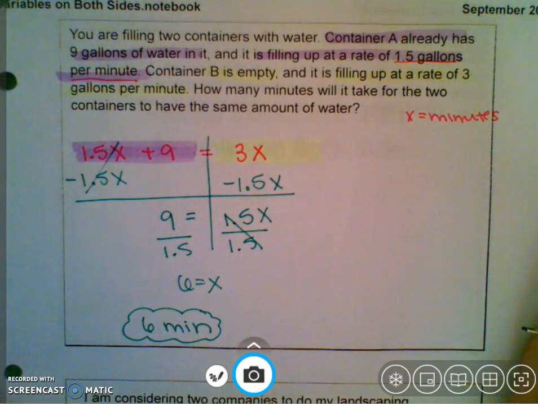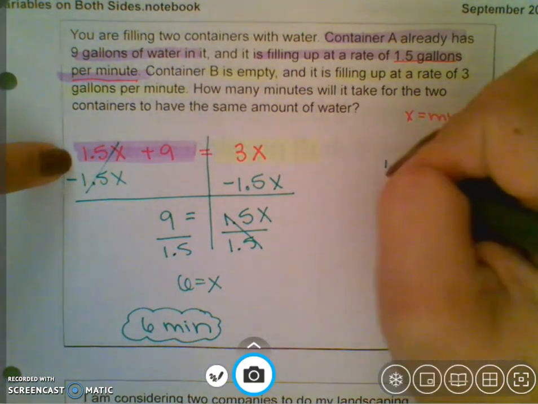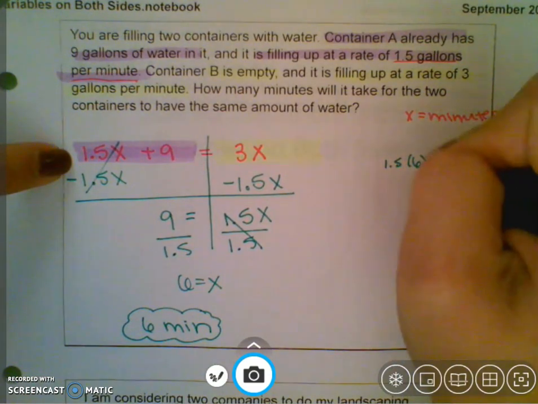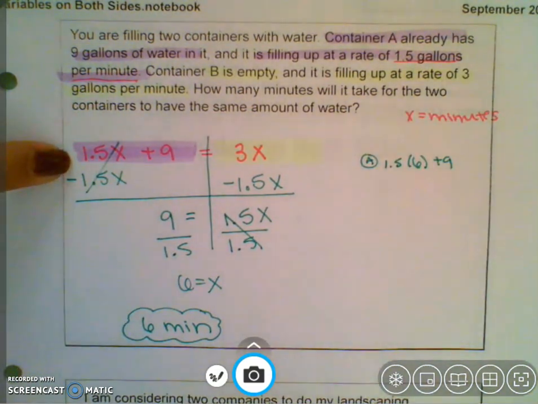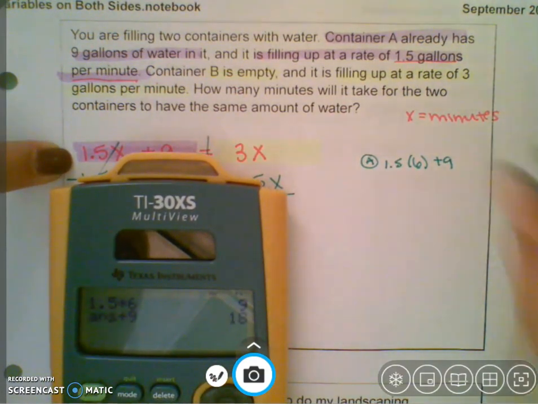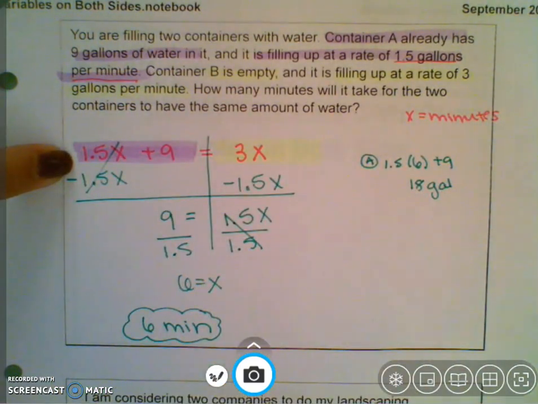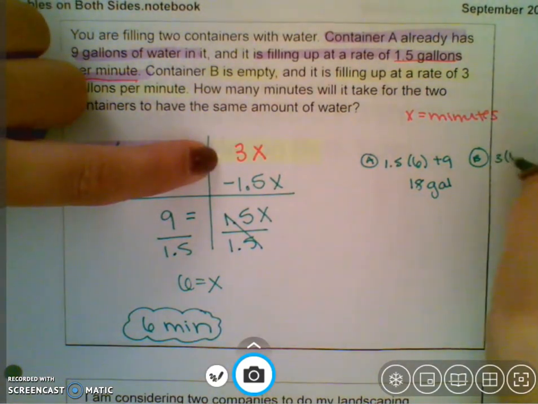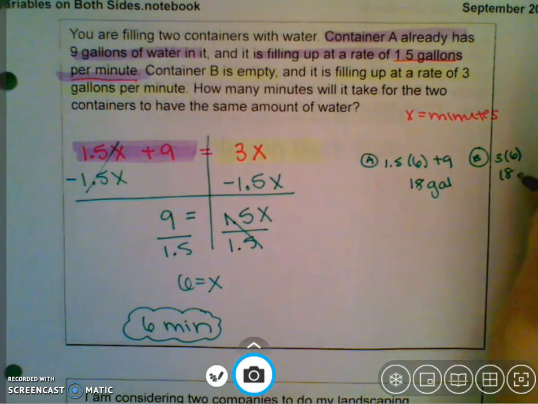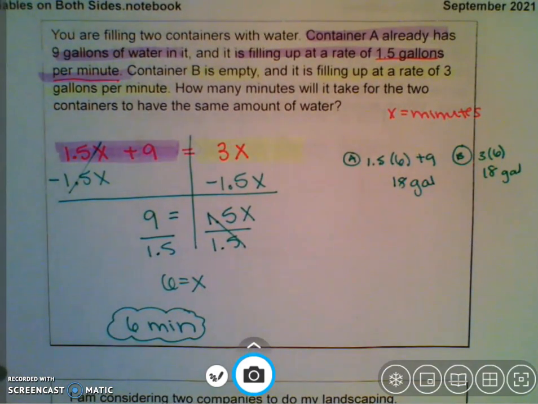And let's check. So at 6 minutes, how full were each container? Well, let's see. Container A, I had 1.5 times 6 plus 9. So 1.5 times 6, then add 9 is 18 gallons. So at 6 minutes, there's 18 gallons for A. B is 3 times 6, which is also 18 gallons. Then we know we're correct. At 6 minutes, they're both the same amount of water.